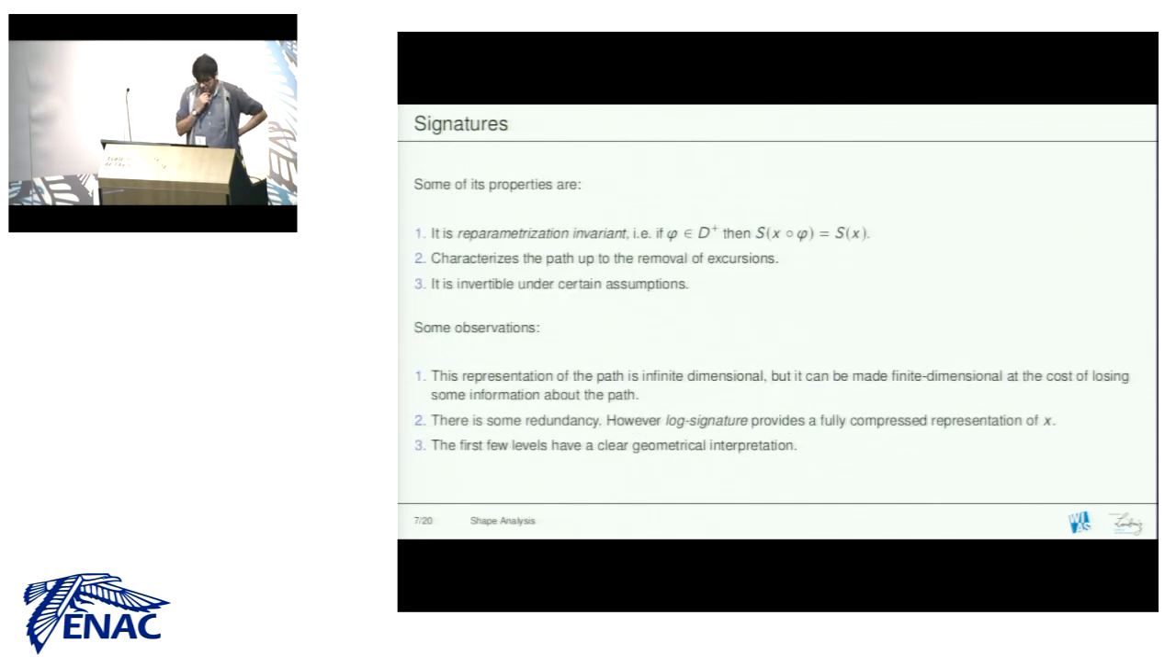But in fact, there's another associated object which is called the log signature, which provides a fully compressed representation of X, so it's minimal. There are no relations between the numbers you compute. Here I'm using the word log, which hints at some kind of exponential, which I will explain in a few seconds. Another thing is that the first few levels of this signature map have a clear geometrical interpretation. For example, the increment of the curve, so the displacement. The second level is an area, and so forth.